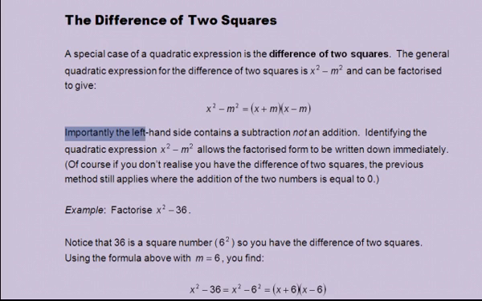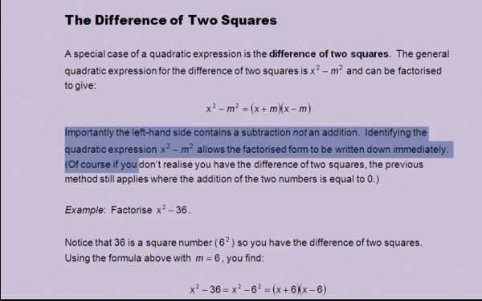Importantly, the left-hand side contains a subtraction, not an addition. Identifying the quadratic expression x squared minus m squared allows the factorised form to be written down immediately. Of course, if you don't realise you have the difference of two squares, the previous method still applies where the addition of the two numbers is equal to 0.